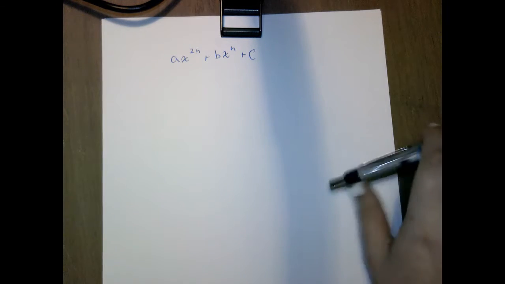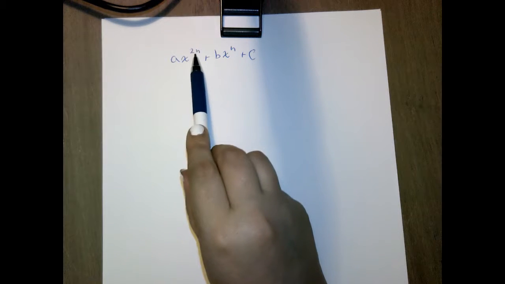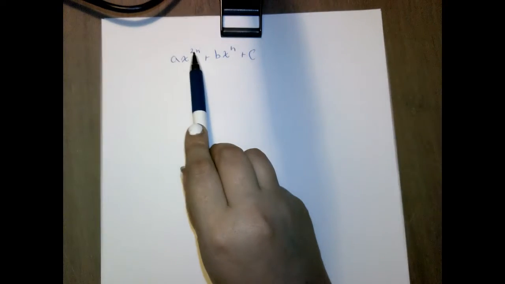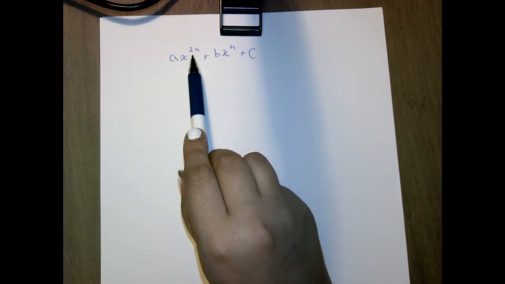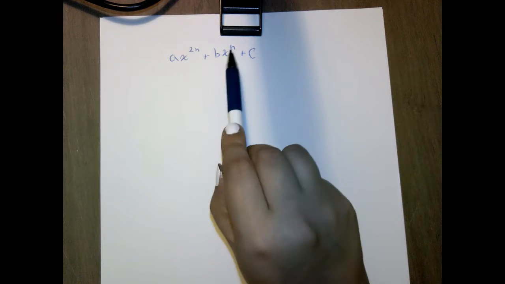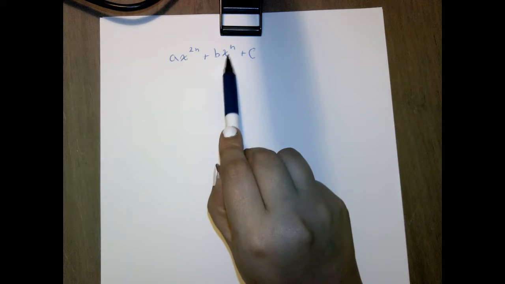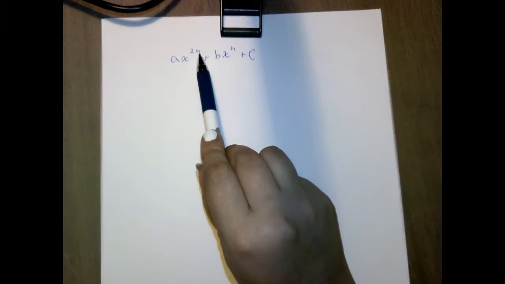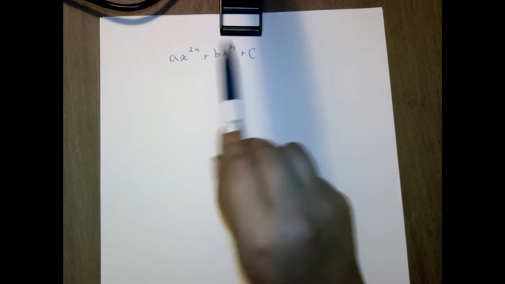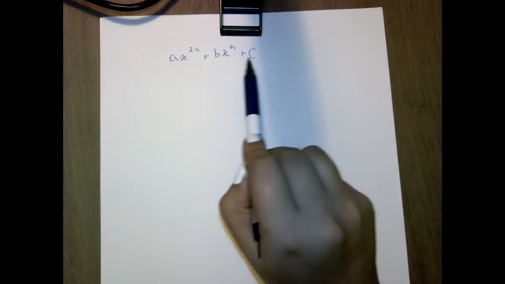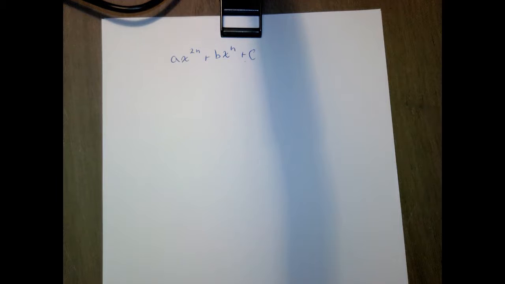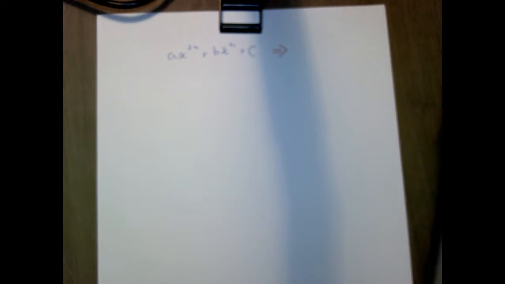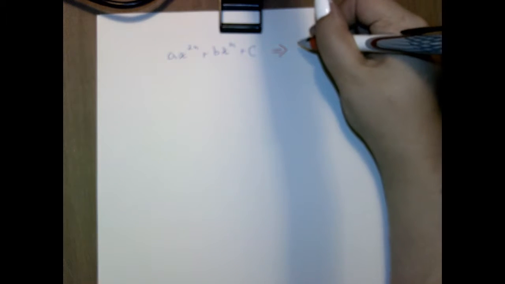polynomials or trinomials that are of the form ax to the power 2n. So instead of it being ax squared, it could be an even number of anything as long as our middle term is bx to the power n, right? So this term is going to have an exponent that is twice that of the middle term, and then plus c.